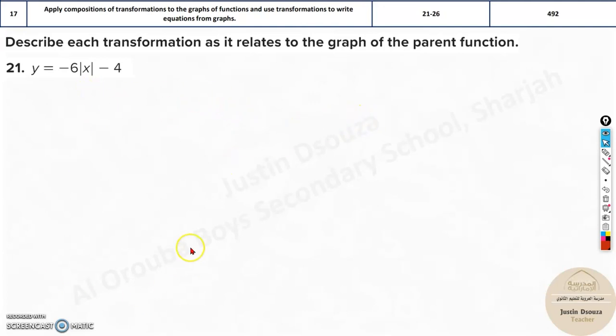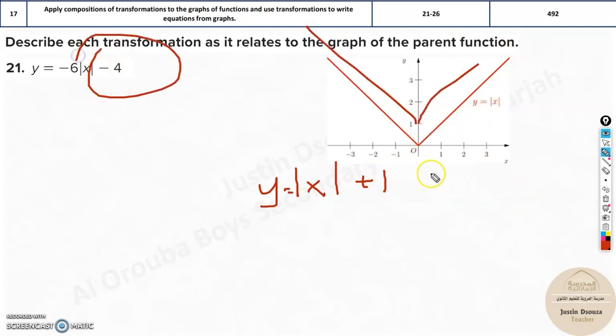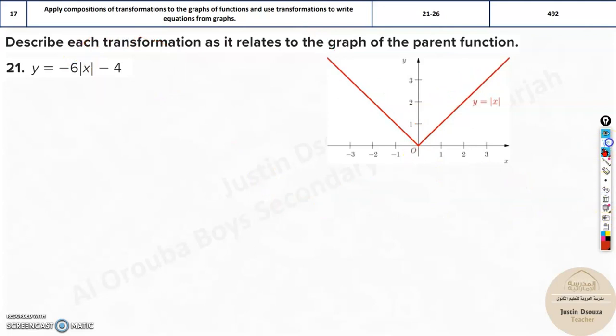First of all, you need to look into all your four options and then choose the correct one. Before we begin, for this absolute value, you need to understand what it is. It is something like this, just going upwards, right? It starts at 0. This would be y equals absolute value x plus 0. There is no adding. If it was plus 1, then the graph would start from 1. Here we have minus 4. That means the graph will start at minus 4.